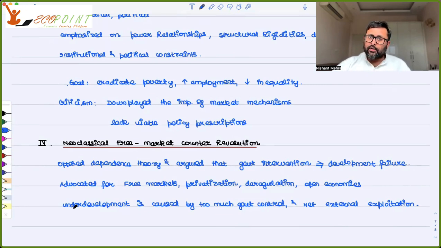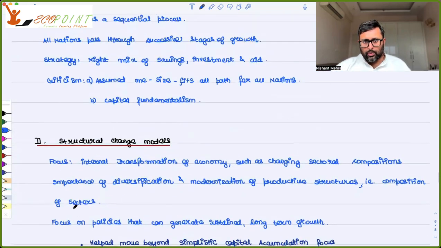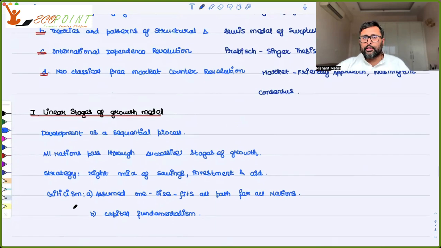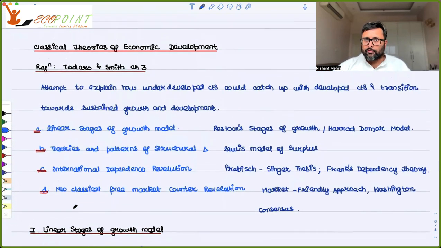So these are the four kinds of models, or classical models, and we're going to do each one of them also in detail, the kind of models which are there in each of these types.